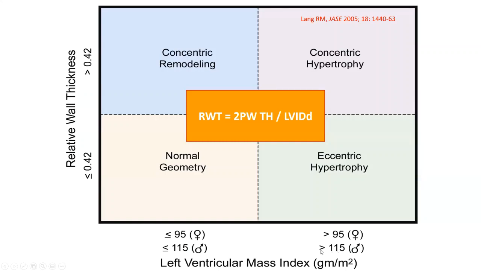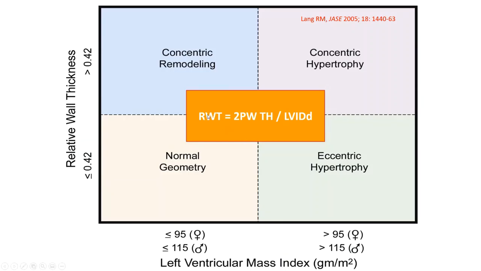and that we've established partition values for abnormal increase in left ventricular mass index, and those numbers are greater than 115 grams per meter squared for men, and greater than 95 grams per meter squared for women. So on the right side of this grid, left ventricular mass is abnormally increased. We use the term hypertrophy to designate this.